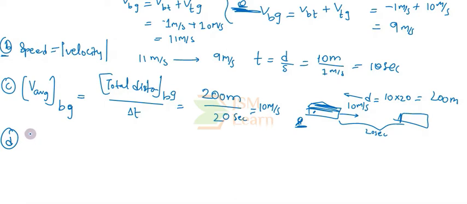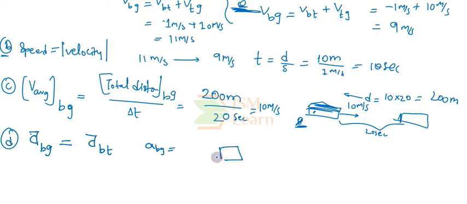As seen from the ground, the acceleration of the ball means the acceleration of the ball with respect to the ground is the same as the acceleration from the train. It means it is equal to the acceleration of the ball with respect to the train. So we have to check whether the acceleration of the ball with respect to the ground is equal to the acceleration of the ball with respect to the train or not. So first, the acceleration of the ball with respect to the ground.